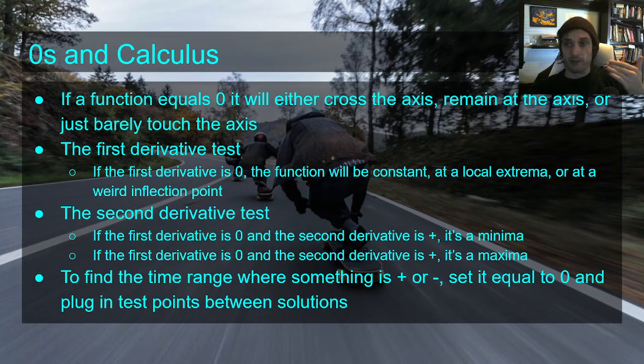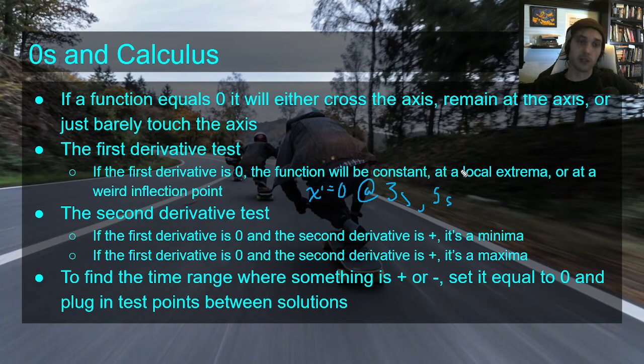So that would be the first derivative test. What you can then do for a second derivative test is, once you've found all the places where the first derivative equals 0, say x prime equals 0 at 3 seconds and 5 seconds, take the second derivative from there.